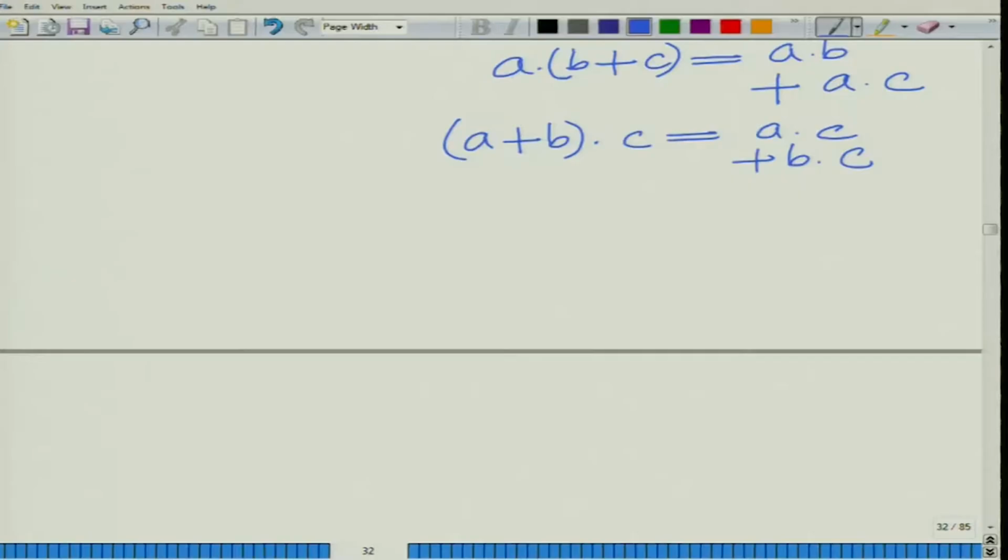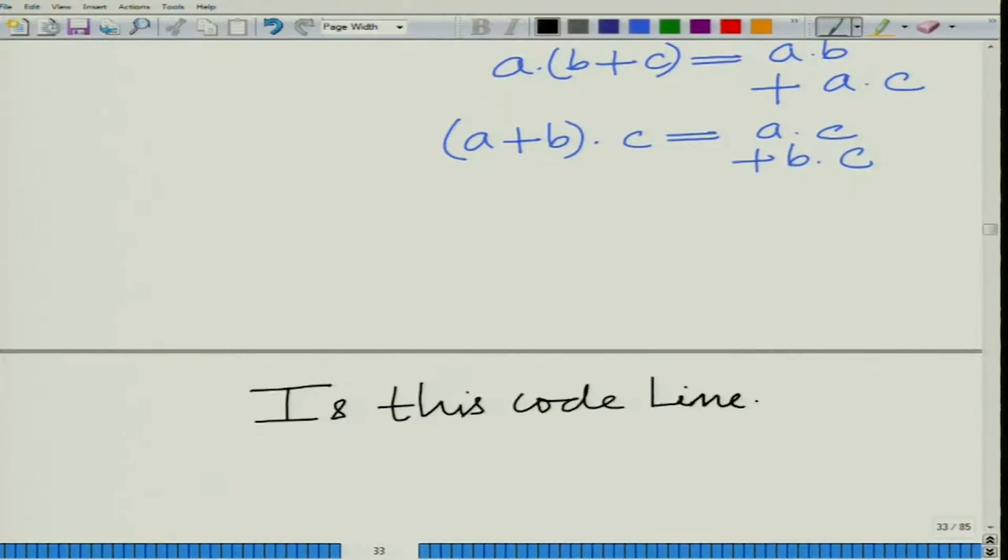That is, addition is the XOR operation, and multiplication is the AND. And they obey a series of properties, which is commutativity, that is, the order is not important: a plus b is b plus a, a dot b is b dot a, associativity, and also the distributive property.